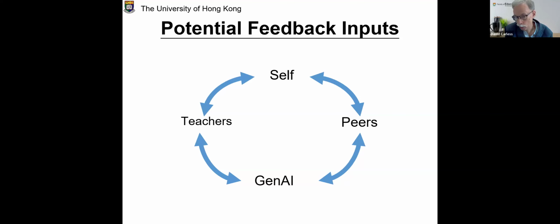Teachers, yes, but they could well be helping to identify the strengths and weaknesses of the peer feedback or the generative AI feedback or the self-feedback. So to me, one of the best roles of the teacher is to give a comment on the student's self-assessment. The student self-assesses first, and then the teacher comments on their self-assessment.